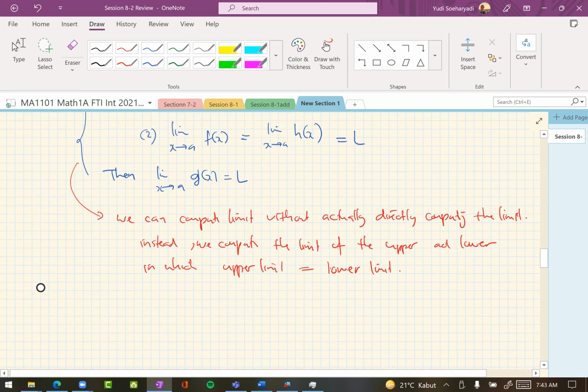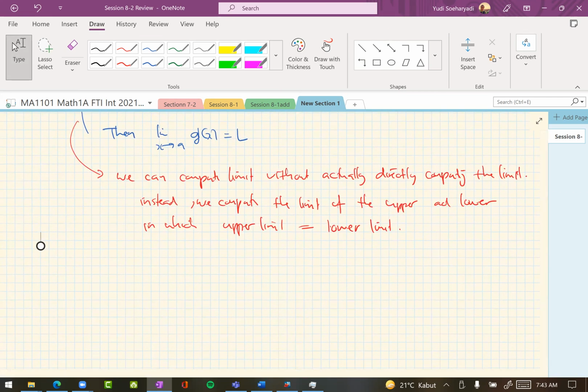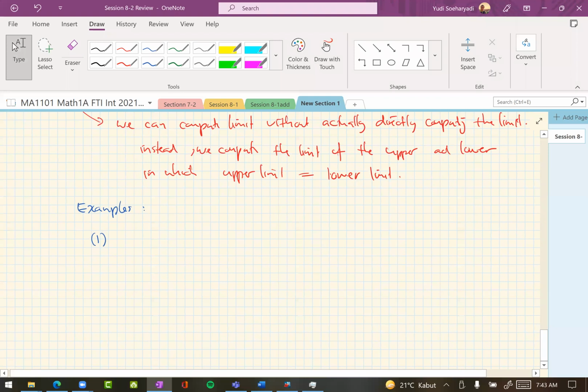Okay, so let's do some examples. Remember the thing that I asked you to compute in homework one about rounding numbers and taking limits? That's one example of the squeeze principle. Okay, so let's do this one. Let's find.